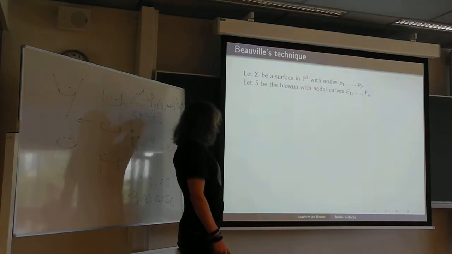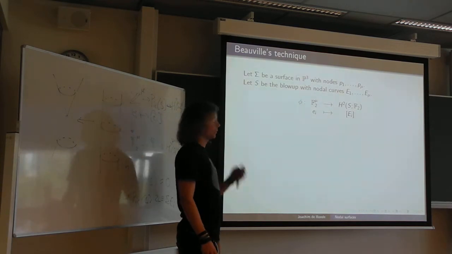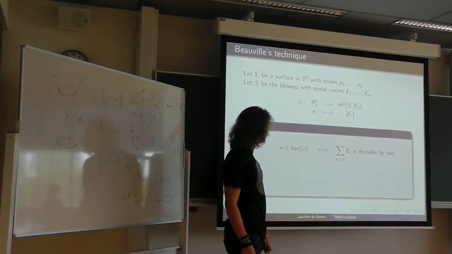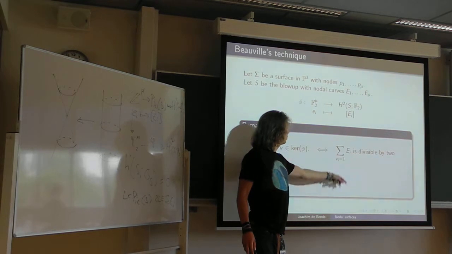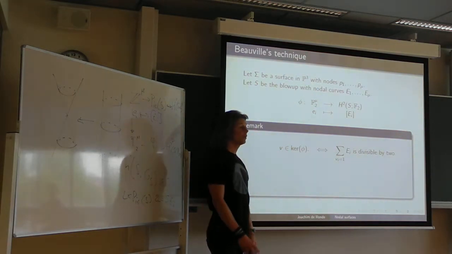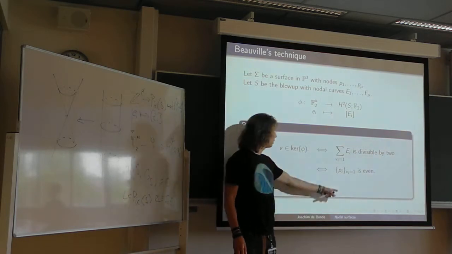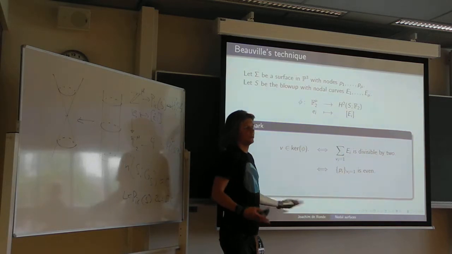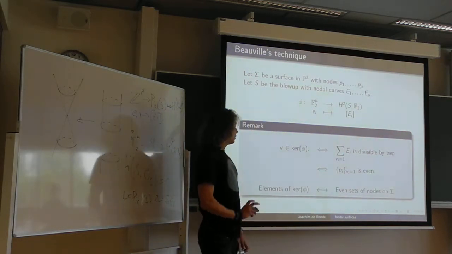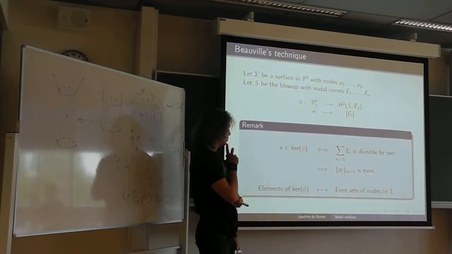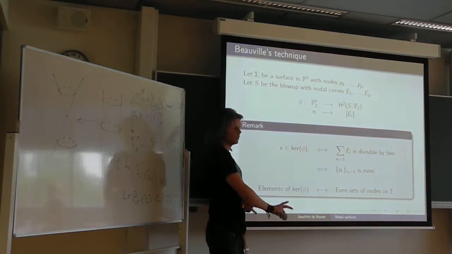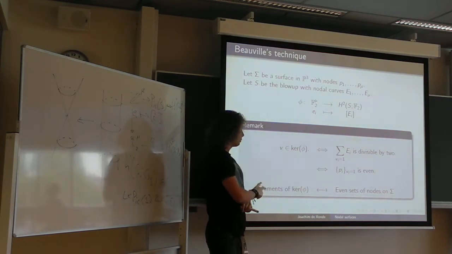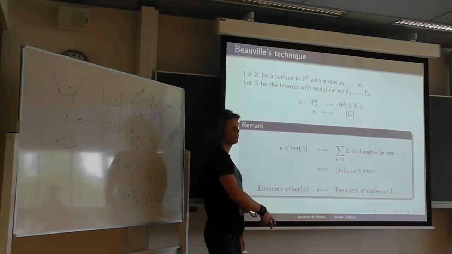Now let us get back to the last slide. This is stuff I already showed you just now. It's just a repetition. We had this remark. We looked at a kernel element. We saw it's equivalent to the sum of exceptional curves being divisible by 2. In our new terminology, this just means that the set of nodes given by the coordinates of the element that are 1 is even. This is nothing new. This is just a name for something. But our observation is now that this kernel is a vector space which captures a lot of geometric information about our surface sigma. Its elements are in one-to-one correspondence with the even sets of nodes of sigma.